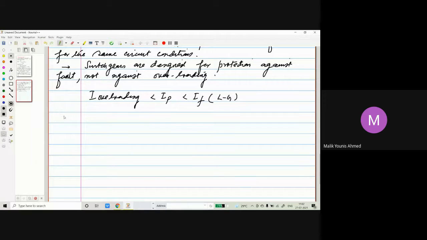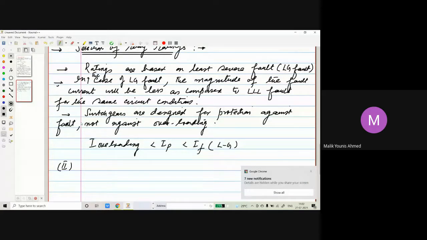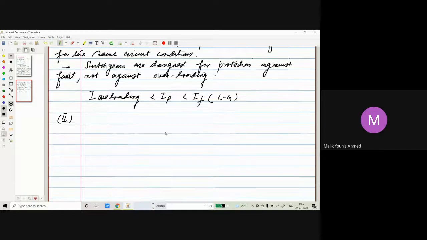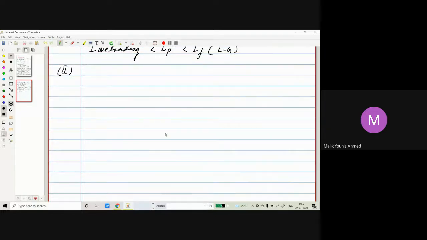Now second, we'll talk about the circuit breaker rating. This was the relay. So what you have to remember is that relay ratings will be on the basis of the least severe fault, and that least severe fault, we already know, is the LG fault. Why? The magnitude of the current is less as compared to the other faults.